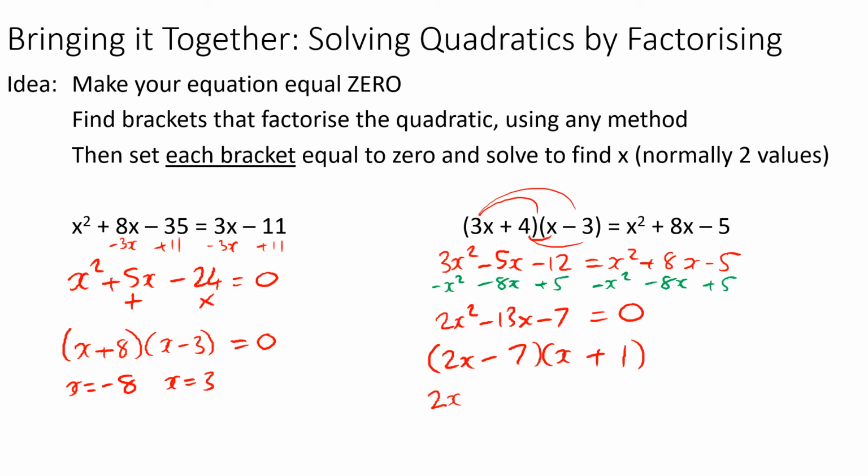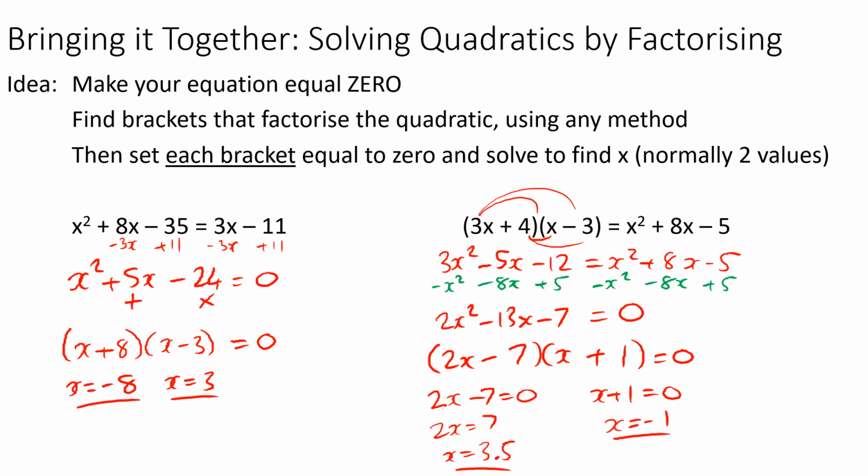So we'd have 2x minus 7 equals 0, or x plus 1 equals 0. That will give us 2x is 7, or x is 3.5, and x is minus 1 as our solutions. So yeah, if one side isn't 0, you need to make it 0.